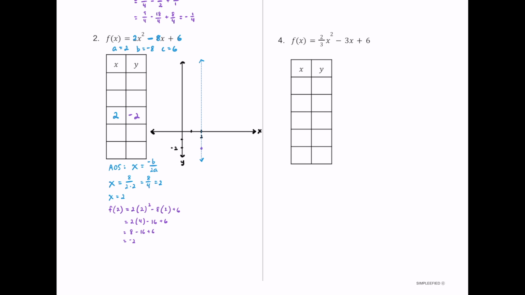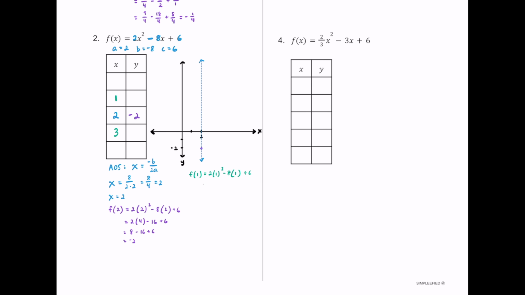Now that we know where our AOS is, we can pick some values for x that are equidistant from 2. If we go 1 smaller, we go with 1. If we go 1 bigger, we go with 3. And again, whatever we get for the y value for one of these, it'll match for the other as well. I think using the 1 might work a little better for me. So I'm going to say f of 1 is going to equal 2 times 1 squared minus 8 times 1 plus 6.